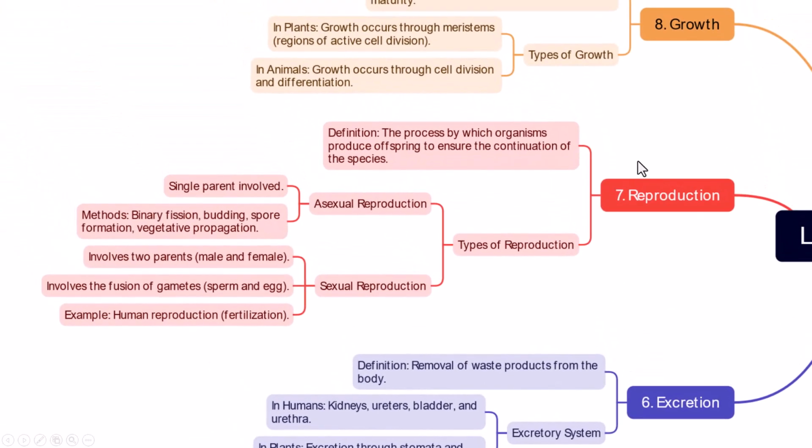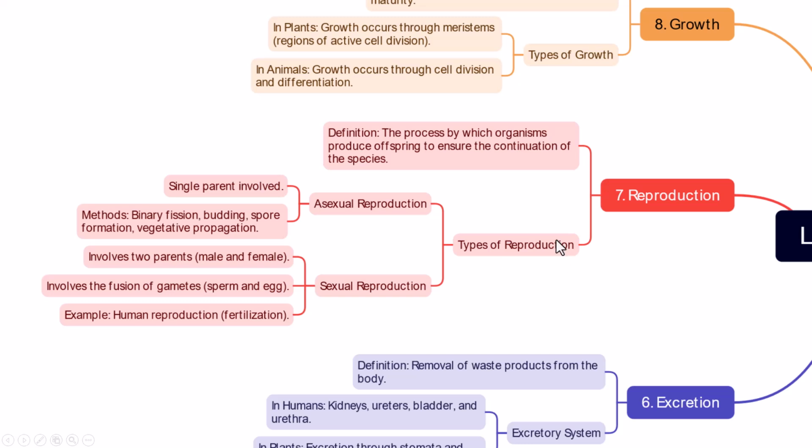Then is the reproduction system. This life process is not important in the day-to-day life. You all know that this is only important for the survival of the whole species, not a single person. So there is the definition, the process by which organisms produce offspring to ensure the continuation of the species. So it is important for the continuation of the species and not for the day-to-day living of an organism.